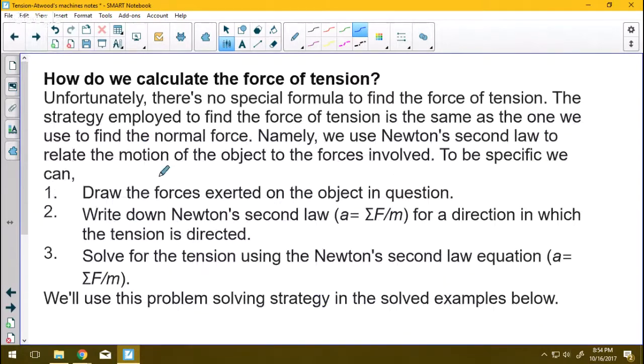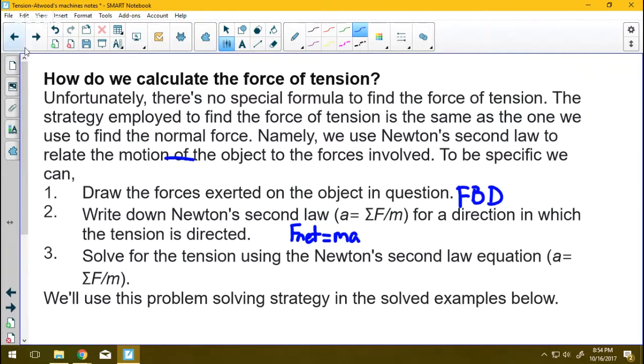Now, how do we calculate the force of tension? Well, there's no specific formula that's like T equals this every time. But we can use Newton's second law to relate the motion of the object to the forces involved. So we can draw the forces exerted on the object in question. In other words, we can draw a free body diagram. And we can write down Newton's second law, which on your AP formula chart is written in the format of a equals the sum of your forces divided by your mass for a direction in which the tension is directed. I would like to point out that your net force equation can also be written as F net equals ma. And you can also solve for tension using the same equation.